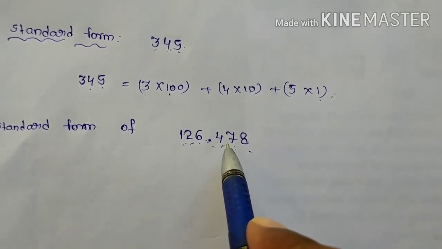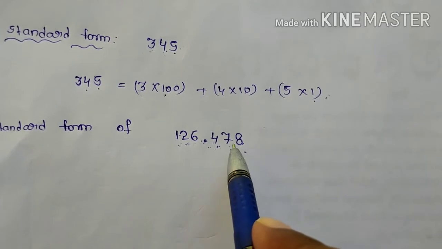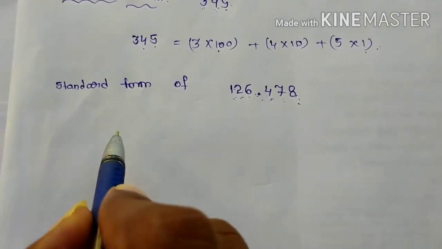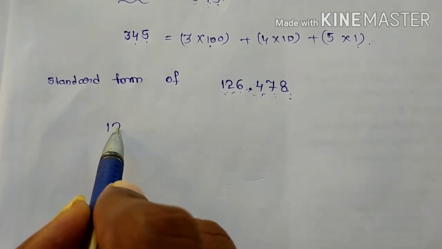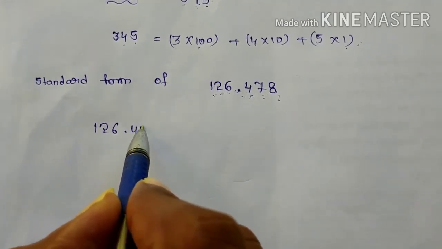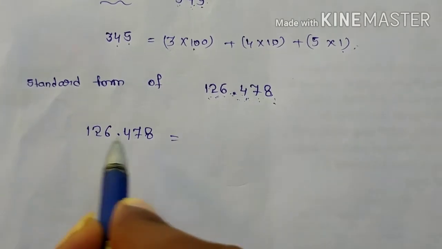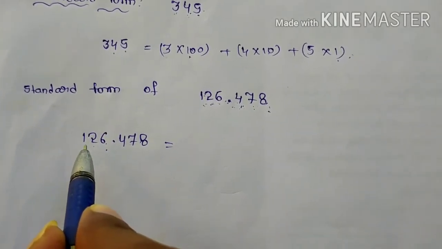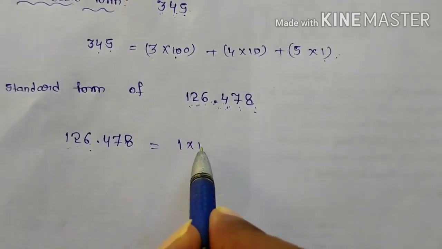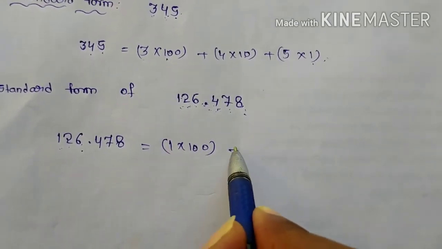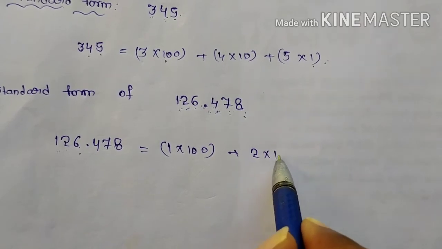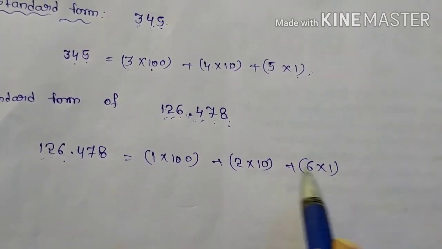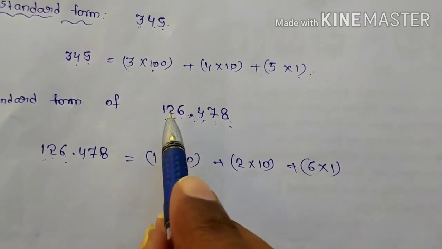0.4, 0.07, 0.008 we can consider. Just see how I can write the standard form of 126.478. First, express the left hand side: units, tens, hundreds. That means I can write 1 into 100, yes, you already know this one. So I am writing directly 2 into 10 plus 6 into 1. Okay, now the integral part is completed. You know that integral part.